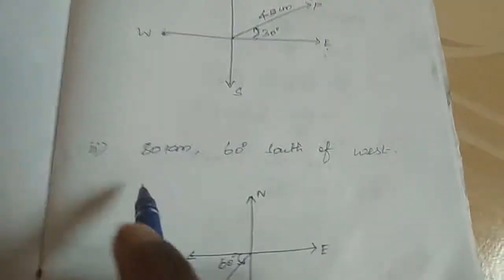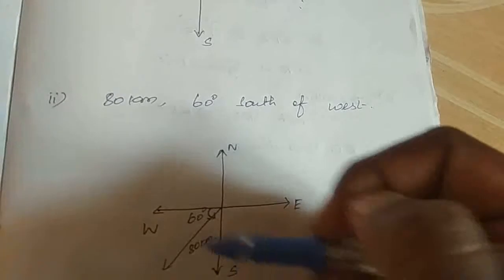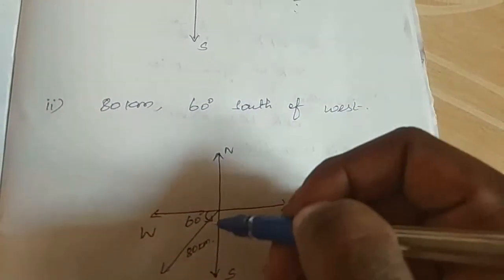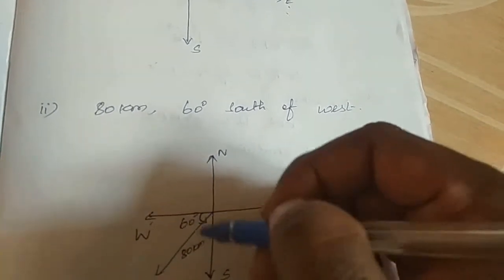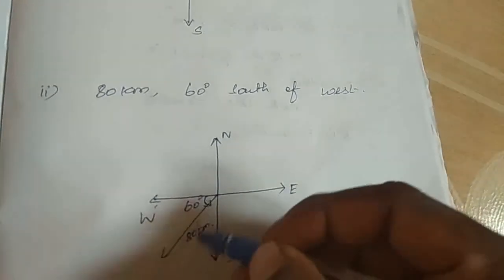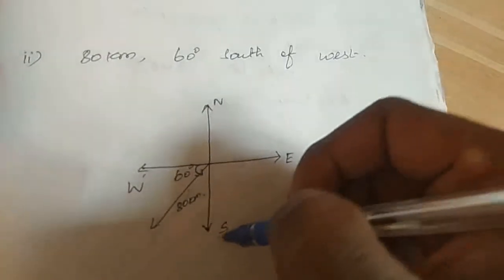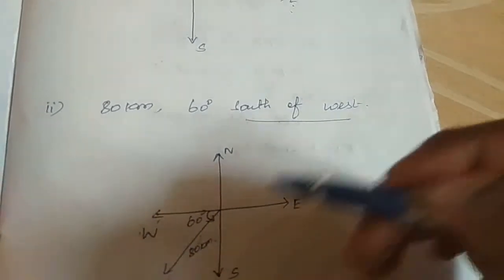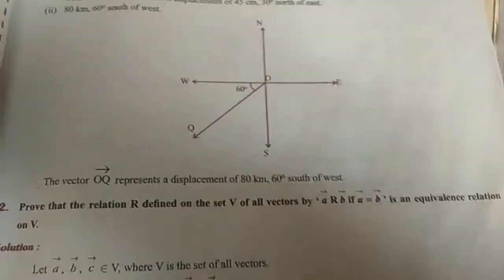Now subdivision 2, 80 kilometer 60 degree south of west. So east, north, west, south is here. South of west 60 degree means west and south is here. Between the values, 60 degrees here. So the length is 80 kilometer. 60 degree lying on west to south. So south of west means south to west or west to south. So 60 degrees lying is here. Thank you students.